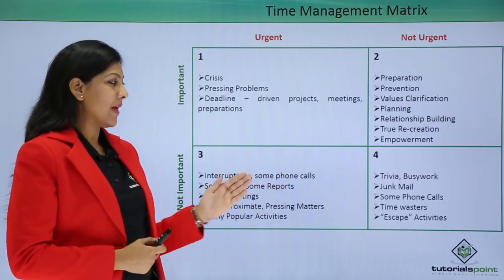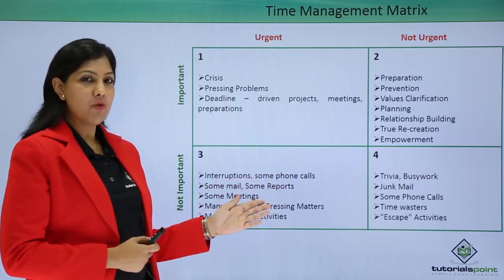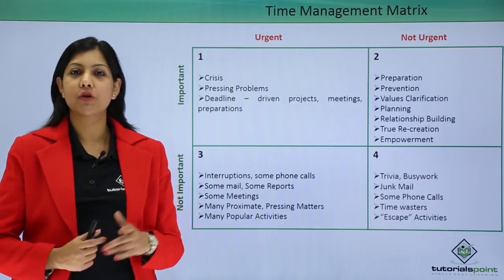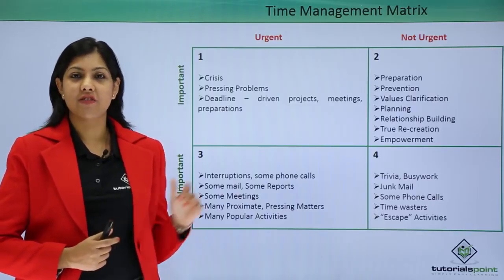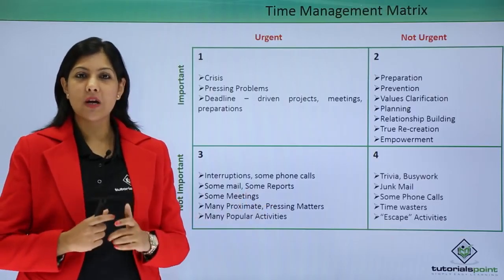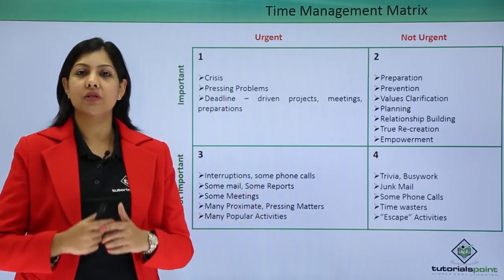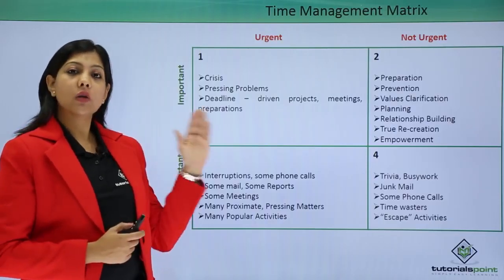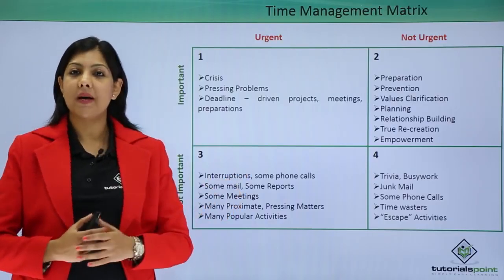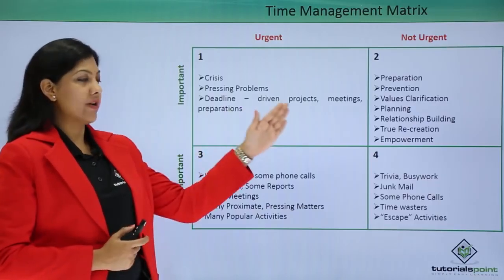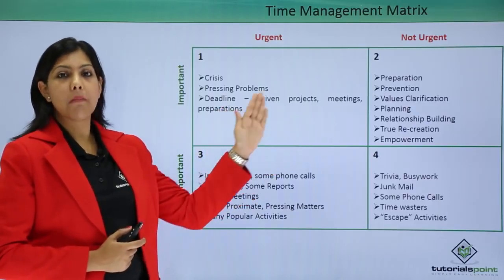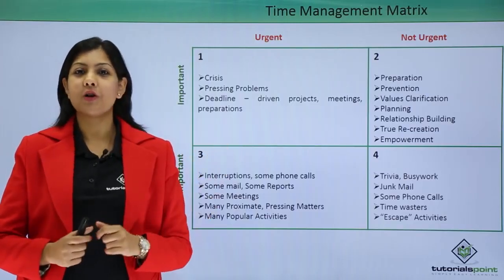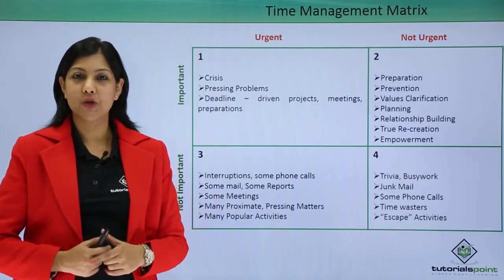So, any junk mails, some phone calls, our time wasters and escape activities are really not helping us much to manage our time. When we are in this particular zone, we are only and only wasting our important time of the day by filling it with these activities. Now, out of all these 4 quadrants, if you really want to manage your time well, be in quadrant number 2, which is important but not urgent. Once we start being in quadrant 2, we will learn how to manage our life and our time much better.